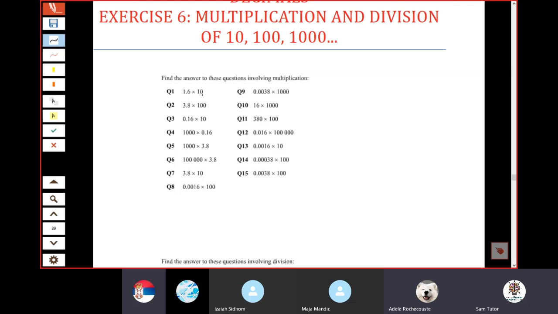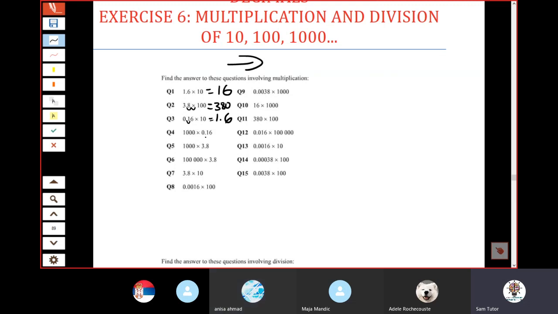Adele, answer for the first one. You're going to move it to the right, because there's only 1 zero in 10, so you move it 1 to the right, so that will make it 16. Thank you. Maya, we've got 2 zeros. You're going to move this one 2 times to the right. Do you think you know the answer? 380. Correct. Anissa, next one. You've got to move it from the decimal once to the right. So that will be 1.6. Beautiful.